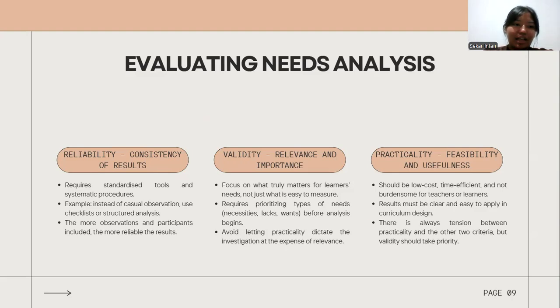So reliability means the results are consistent. For example, instead of casual observing, we use checklists or standard tools. The next one is validity, which means the analysis looks at what really matters. We should not just measure what is easy, but what is more important for learners.